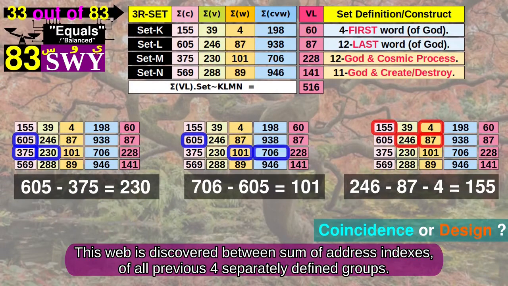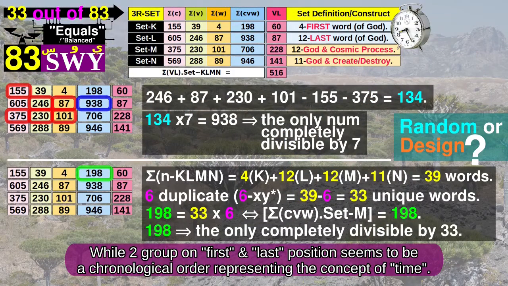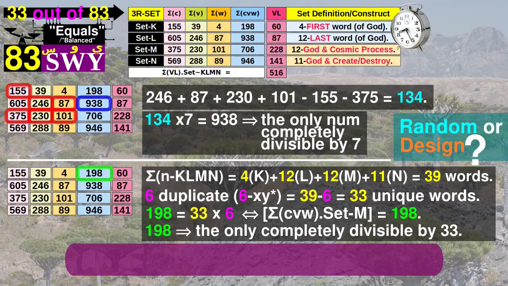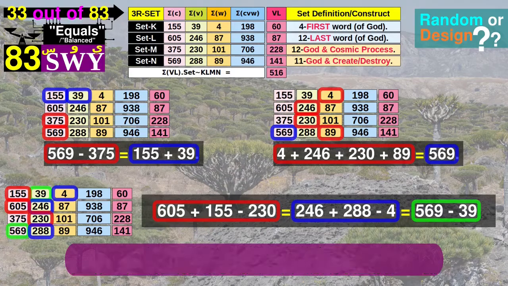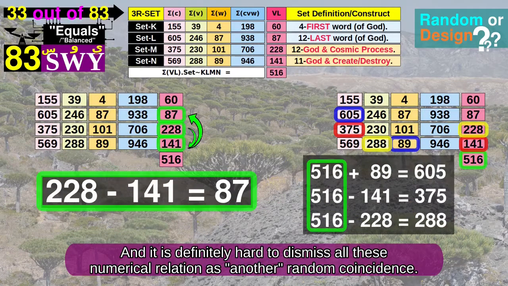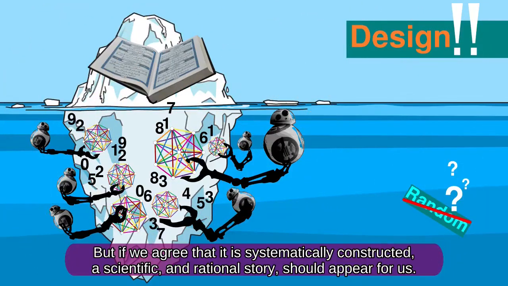This web is discovered between sum of address indexes of all previous 4 separately defined groups. While 2 groups on first and last position seem to be a chronological order, representing the concept of time, group on cosmic process and creature creation should logically represent events which occur within that time. And it is definitely hard to dismiss all these numerical relations as another random coincidence. But if we agree that it is systematically constructed, a scientific and rational story should appear for us.